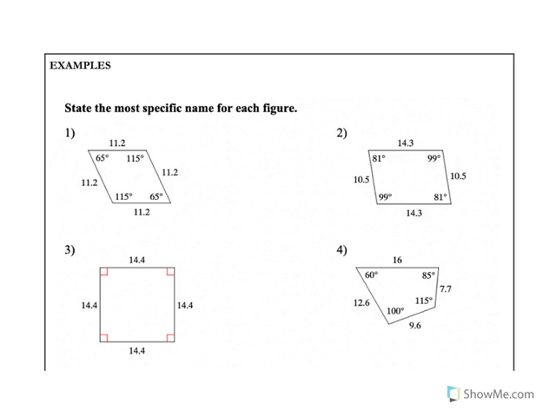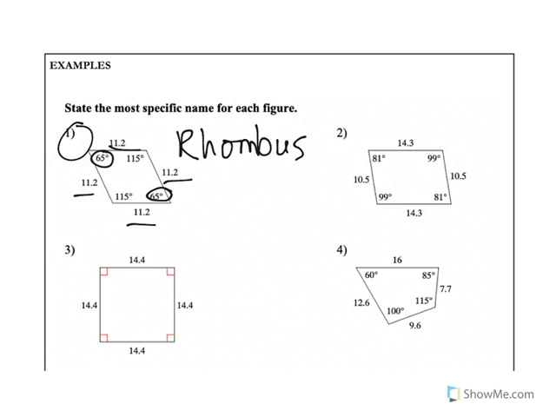All right, so let's take a look. You're going to be asked to state the most specific name for each figure. So meaning you're not going to say quadrilateral because we know they're all quadrilaterals. That's not specific. You're also not going to say parallelogram if you can be more specific than that. So let's look at number 1. We see that all the sides are equal. That means it's either a square or a rhombus. It is not a square because I look at the angles and I realize they are not all 90 degrees. So we have a rhombus as our answer here.